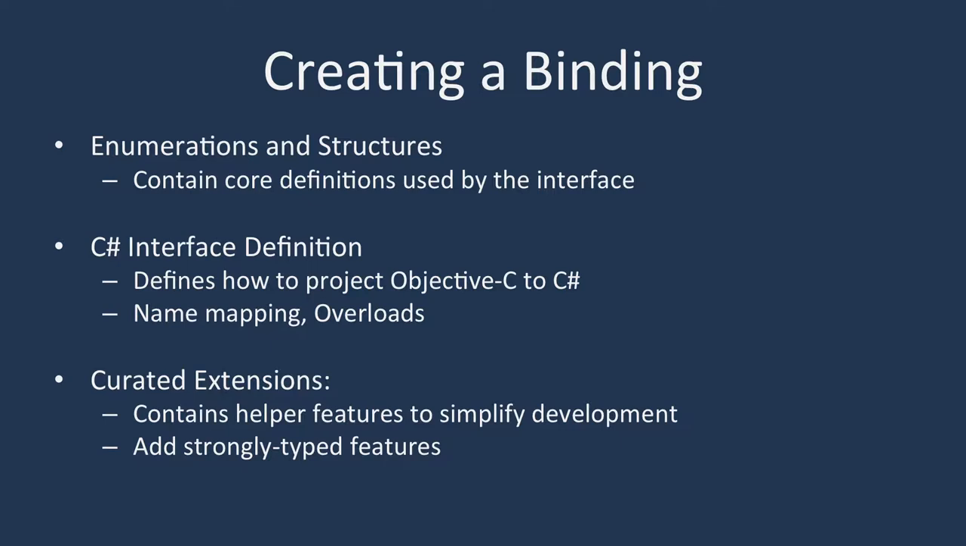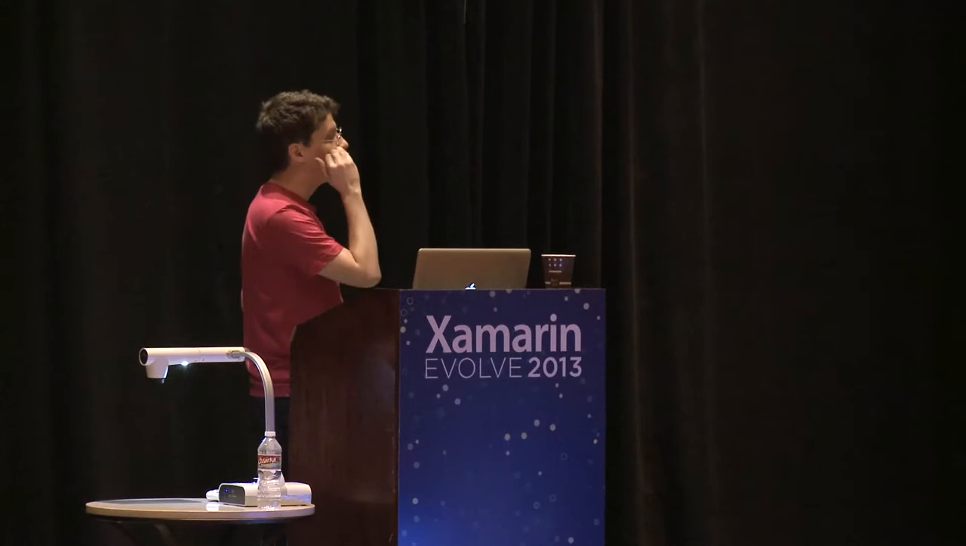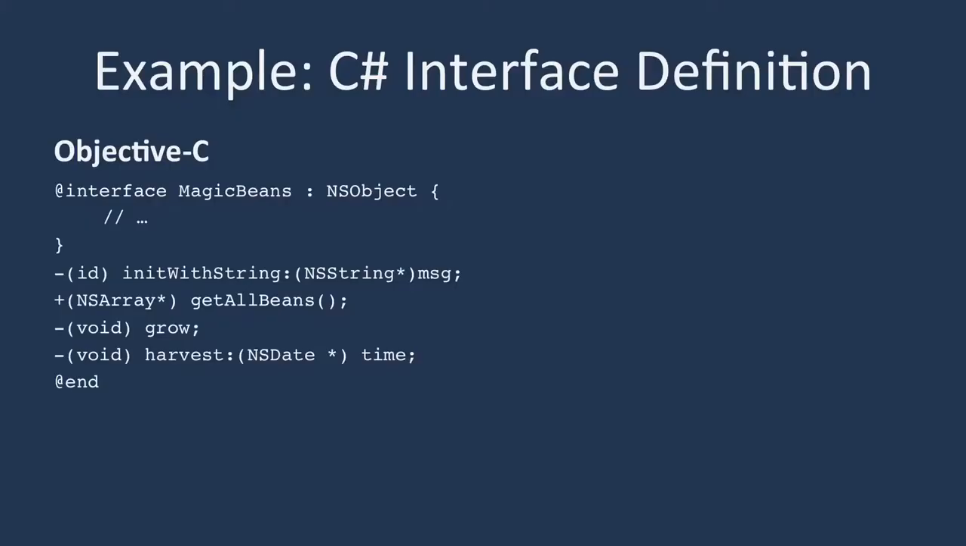The second piece is the C# definition. That's going to be generated by the Objective Sharpie, right? So that will be done for you. And then comes the most interesting piece, which are the curated extensions, how to make your Objective-C API expose C# idioms, things like enumerators, things like adding add methods so you can create C# constructors and stuff like that that are very convenient. So let's look at a very simple Objective-C API.